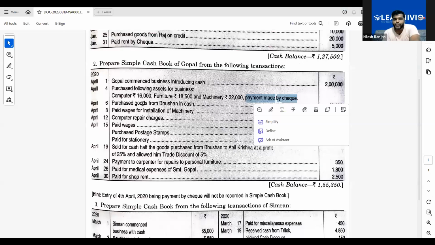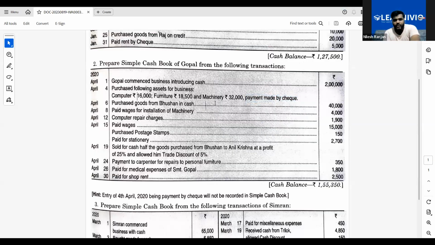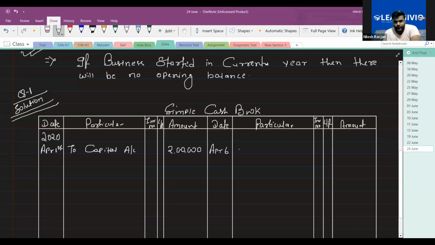So the next transaction is purchase of goods from Bhushan in cash. Now it is a cash transaction. April 6th, by purchase, it is 40,000.